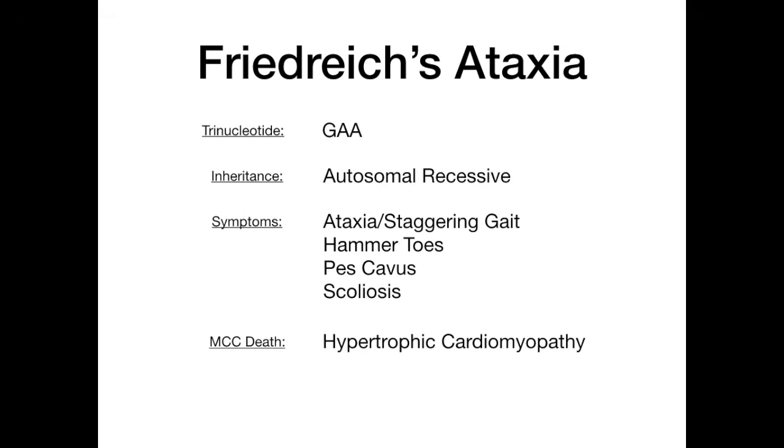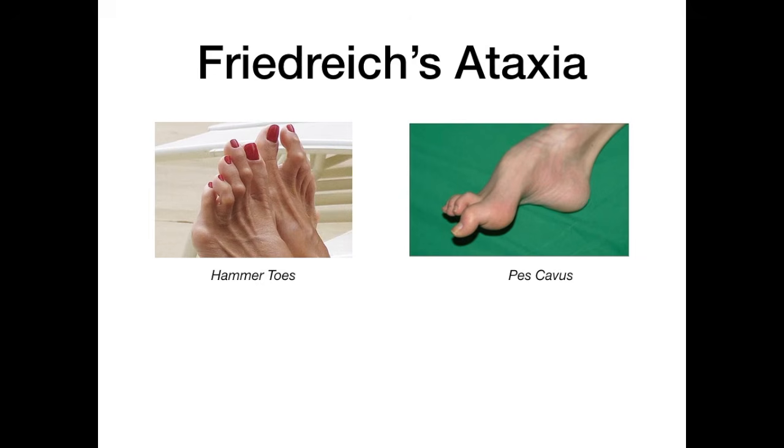Now, just in case the test writers want to get fancy and show you some pictures, I want you to see what hammer toes and pes cavus look like, because if you see these pictures, you should think Friedreich's ataxia, or you should think autosomal recessive, or GAA trinucleotide repeats.